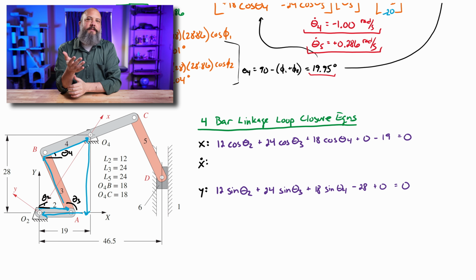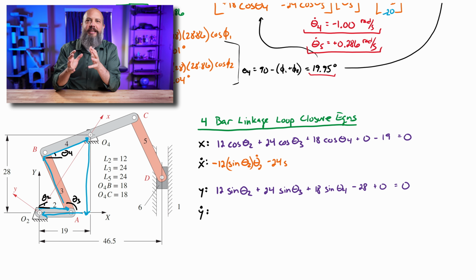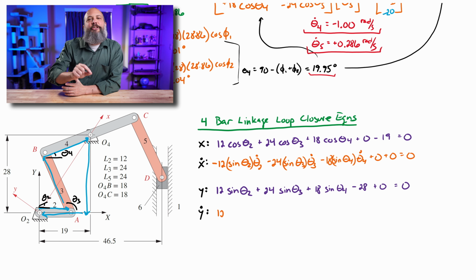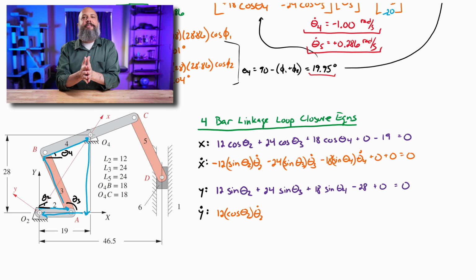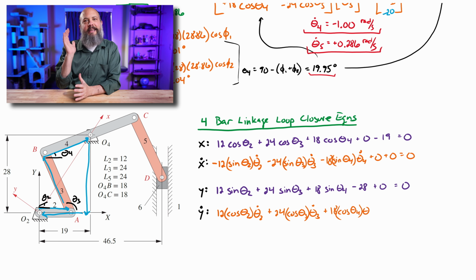Now we take time derivatives of both. Cosine becomes negative sine, sine becomes cosine, and all of the angles that could change, theta 2, theta 3, and theta 4, these can all change. They all vary with time. Because of the chain rule, we have to add a theta dot term after taking the derivative. So the derivative of cosine theta 2 is negative sine theta 2 times theta 2 dot, again, chain rule.